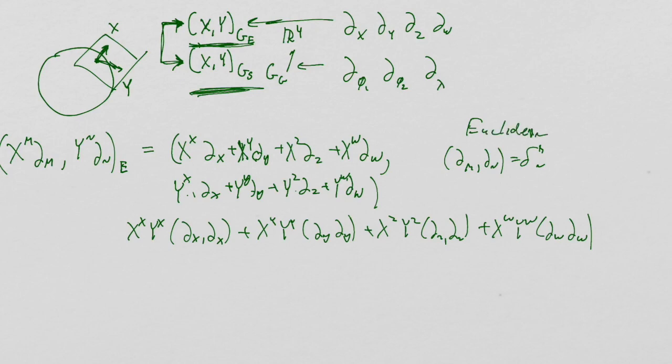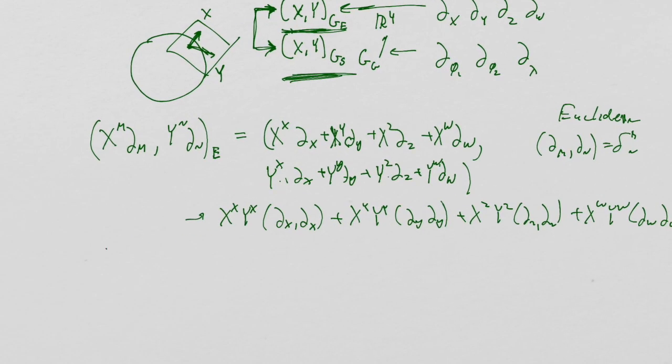Euclidean. So we end up with this guy. And so that inner product has to equal the inner product x mu prime partial mu prime, y nu prime partial nu prime in the glome metric. So now we actually have some trouble, because this is going to end up being, matching the mu primes to phi 1, phi 2, and lambda.